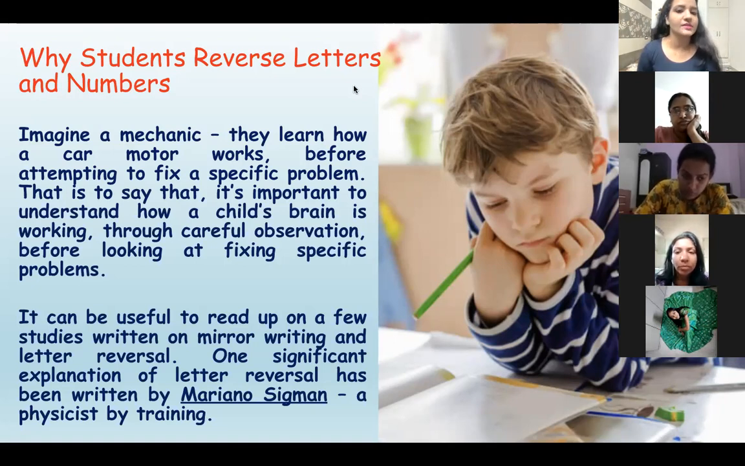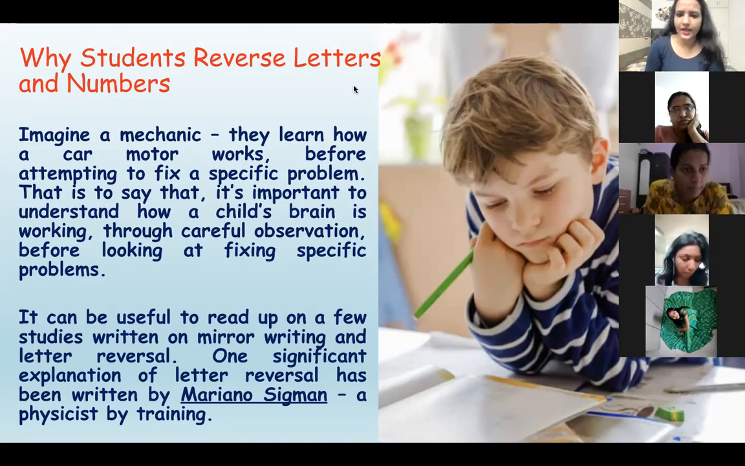So observation is point number one. You have to see the learning pattern of your child, and you have to see कि वो कितना ज्यादा करता है ये mistake, कितना ज्यादा हो रही है, frequently है या कभी कभी है, या every time do I have to tell my child you are writing mirror, आप इसको सीधा लिखो, or sometimes my child writes okay but sometimes he is writing mirror. So all this you have to observe first, and then it can be useful to read up on a few studies written on mirror writing and letter reversal.